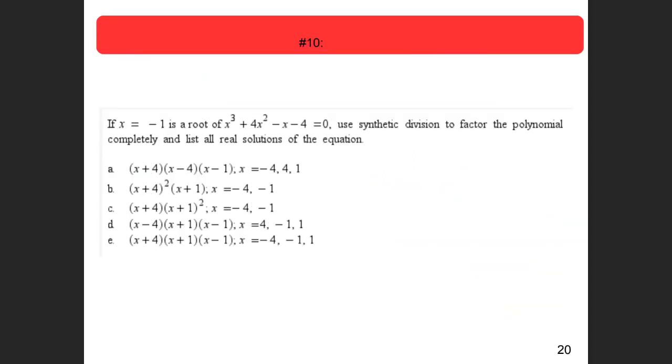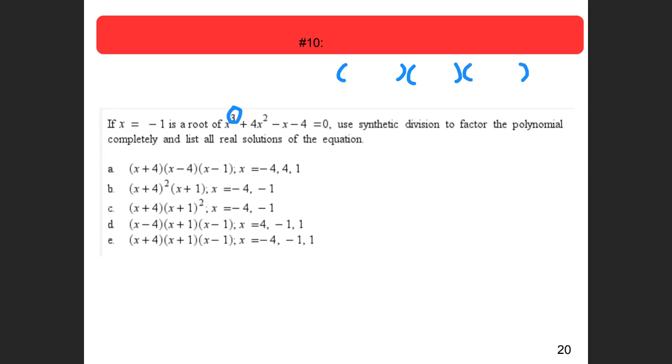All right, and then the last problem on this week's assessment, or practice, I'm sorry. It says, if x equals negative 1 is a root, so that means it's a factor, right? Use synthetic division to factor the polynomial completely and list all the real solutions of the equation. Okay, so since this is a third degree polynomial, I know that it's probably going to factor down to 3 distinct factors, right?